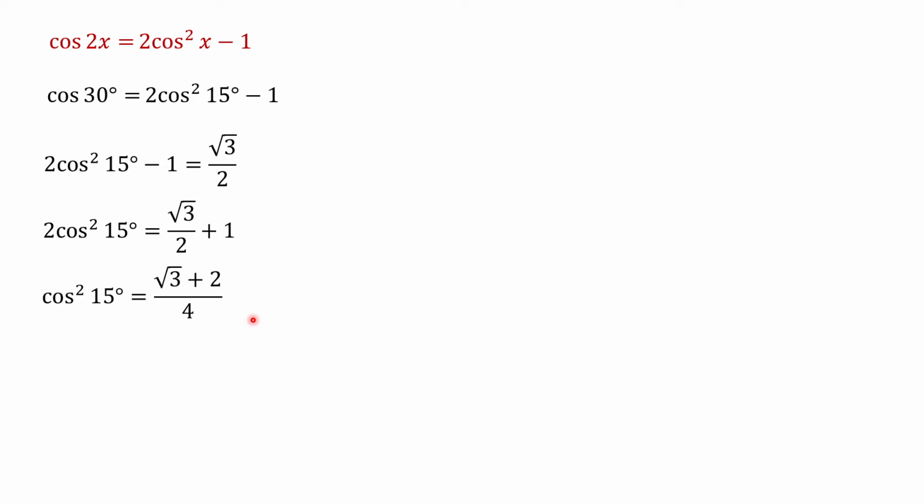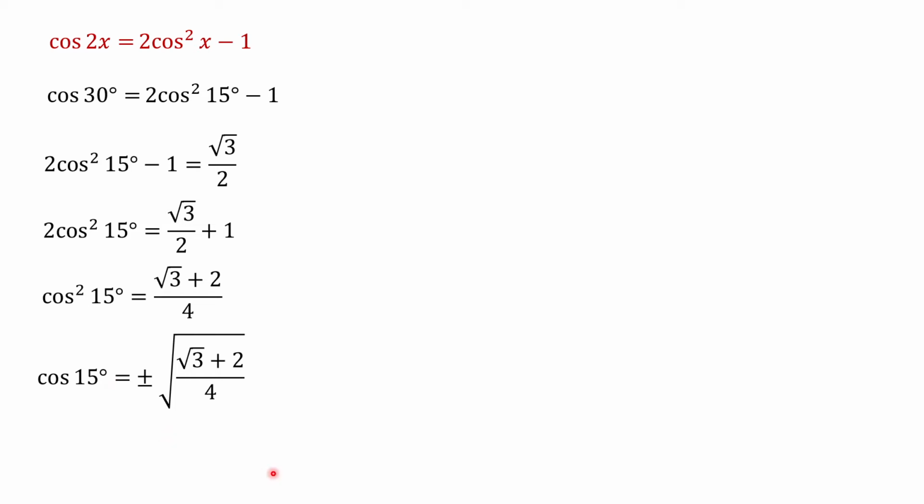Well, as you would normally do, you would say that what we're looking for is plus or minus the square root of 3 plus 2 over 4. Now, if it was a regular quadratic equation, this would be our answer. In fact, there would be 2 answers. One with a plus sign, one with a minus sign.